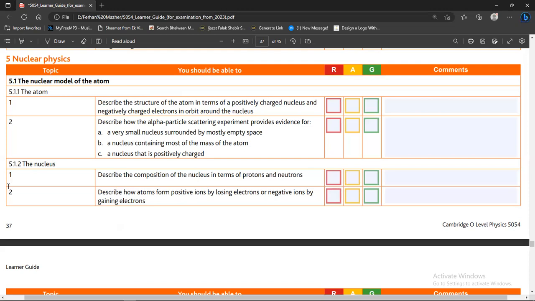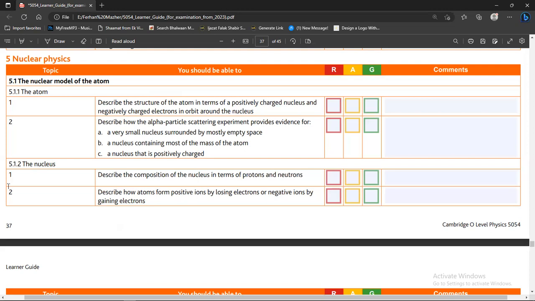You can use the tick boxes to show when you have revised an item and how confident you feel about it. Here R, which is red, means you are really unsure and lack confidence. You might want to focus your revision here and possibly talk to your teacher for help. A, amber, means you are reasonably confident but need some extra practice. G, green, means you are very confident.